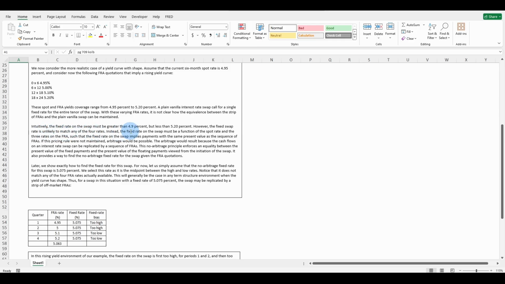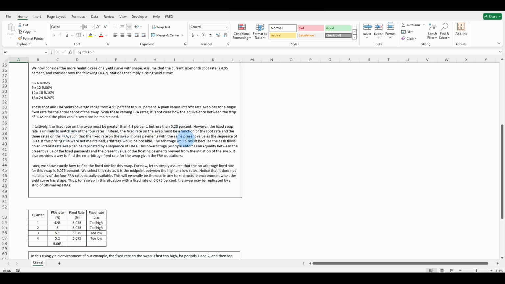Instead, the fixed rate on the swap must be a function of the spot rate and the three rates on the FRA, such that the fixed rate on the swap implies payments with the same present value as the sequence of FRAs. If this pricing rule were not maintained, arbitrage would be possible.